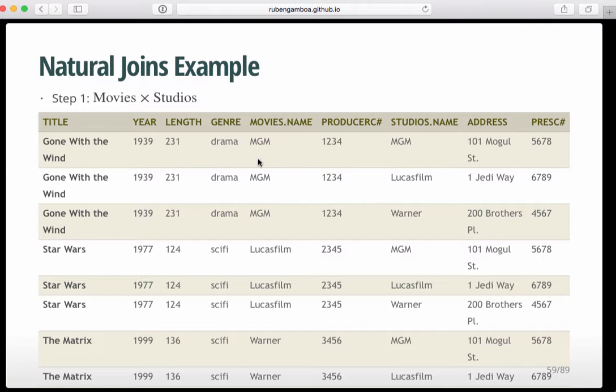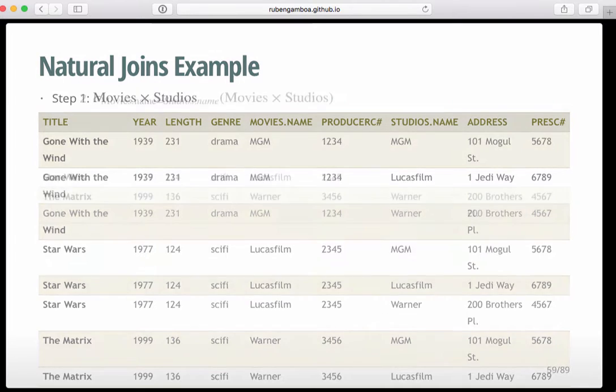So here's the first row of movies, and then 1, 2, 3 rows from the studios. This second row of movies, 1, 2, 3 rows from the studios, and we actually ran out of room, so you only see 2, but there's 3 times 3, 9 rows in the cross product, which you should know from 2300.